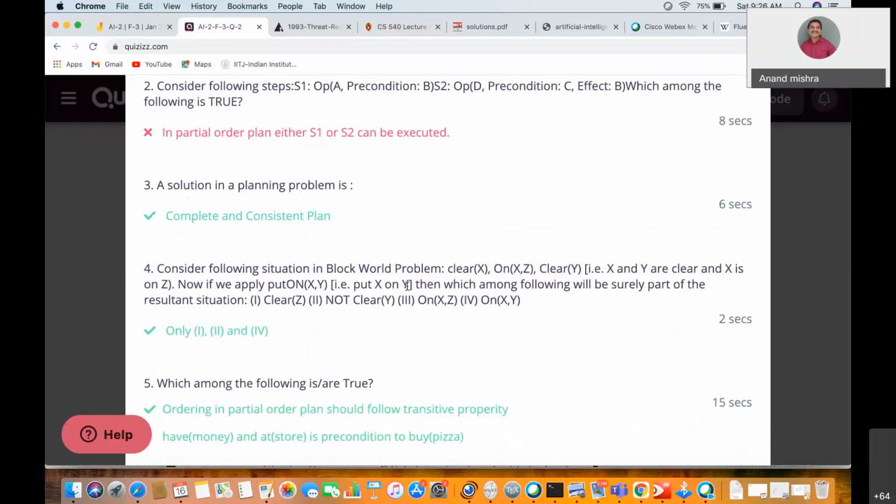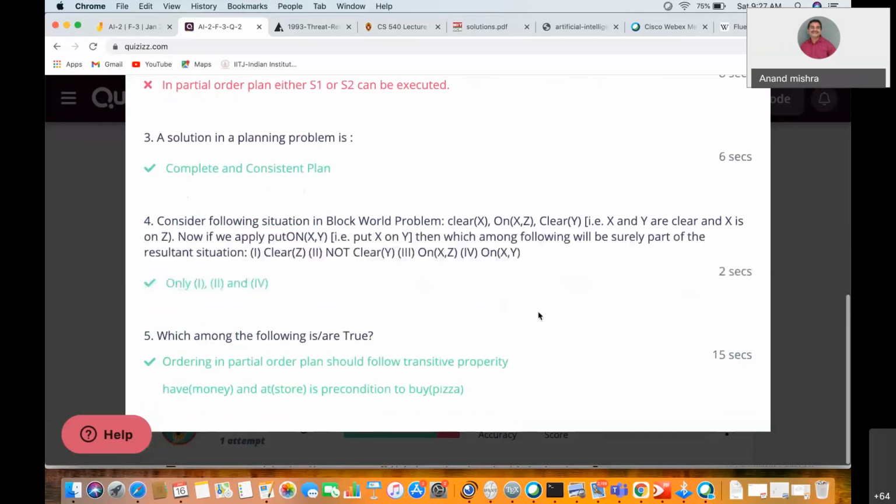What are we doing? Here is the initial state. Now if you apply put x on y, then this will not be true. X is not on z now, x is on y.